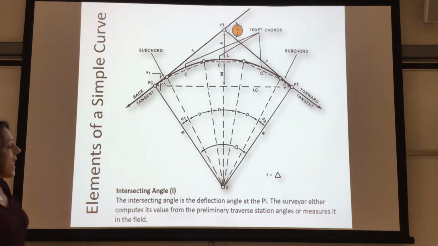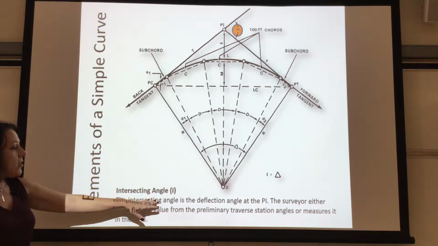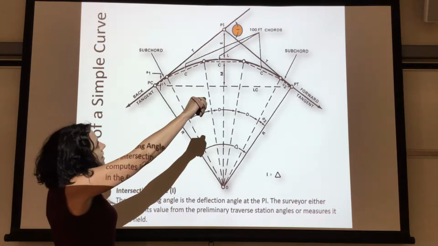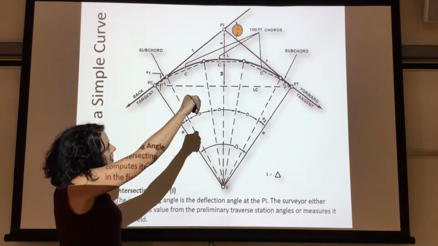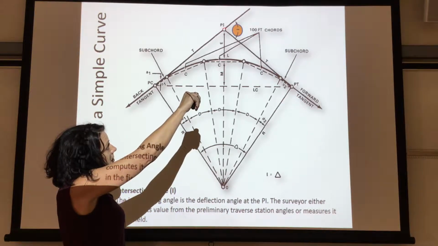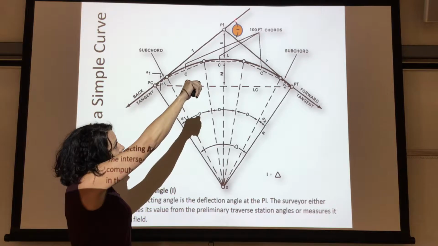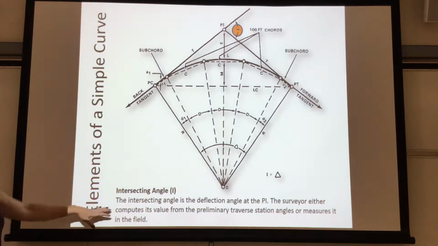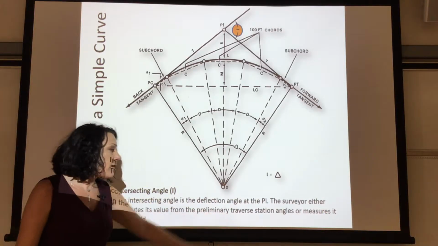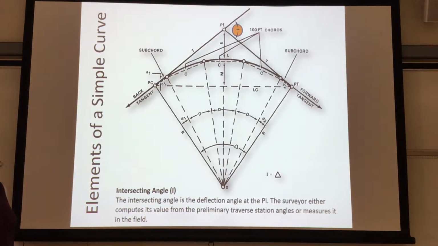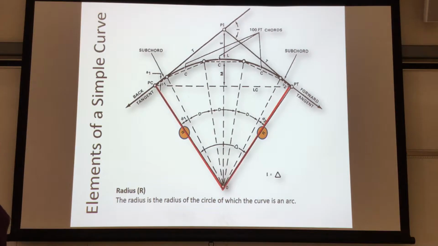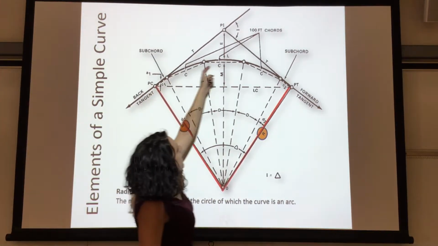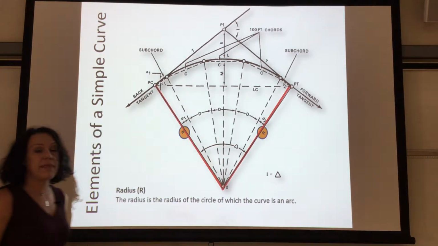The intersection angle is the angle of the deflection from the PI. So I have a straight line coming this direction and a straight line coming back out. Where those two lines intersect is the PI, but the angle between those two straight lines is the intersecting angle. The surveyor either computes its value from the preliminary traverse station angles or it's measured in the field. Okay? Now, you also have the radius. Basically, this radius is forcing what that angle is going to be.